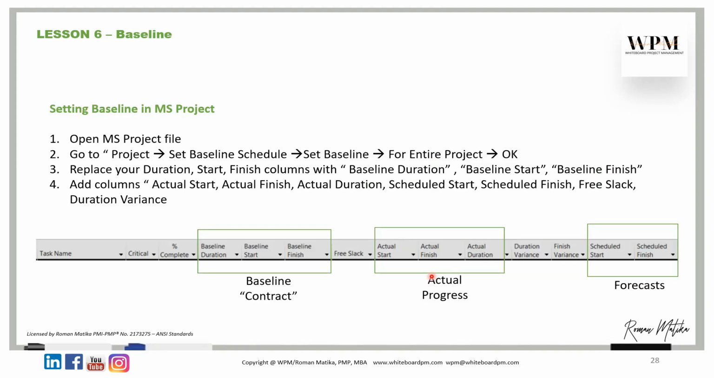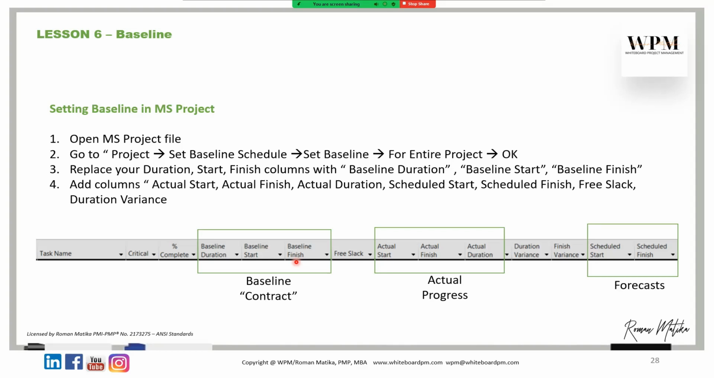Then setting the baseline in Microsoft Project: how you can set the baseline. Open the Microsoft Project file, go to Project, Set Baseline, Set Baseline, and for the entire project. Then replace your duration, start and finish, and prepare the actual. So the list of views should be the baseline, which is the contract, the duration, the start and finish. Definitely you can have the baseline cost, baseline budget, baseline everything.